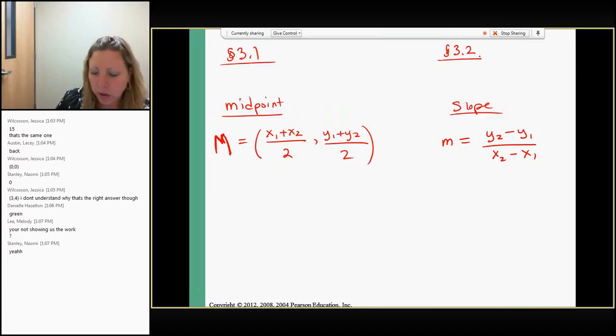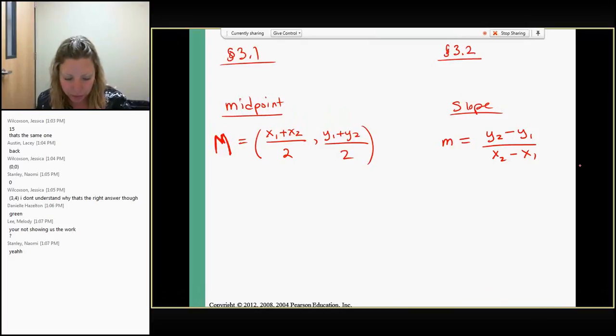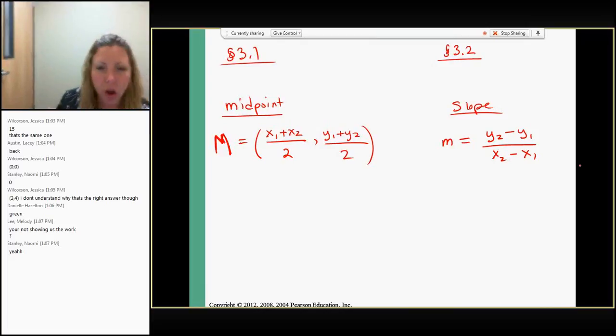So section 3.2. It's good to have them side by side so you don't get them mixed up. Okay, now where are we getting all, is that what you're referring to, Lacey? No, actually the one to the left I was talking about, but okay. Yep, so those are two different formulas to find completely different things.